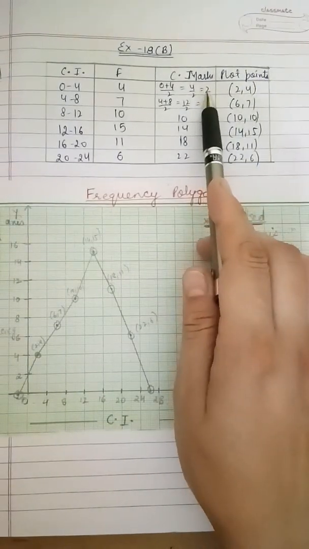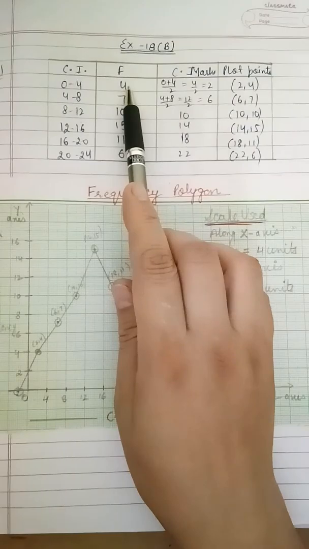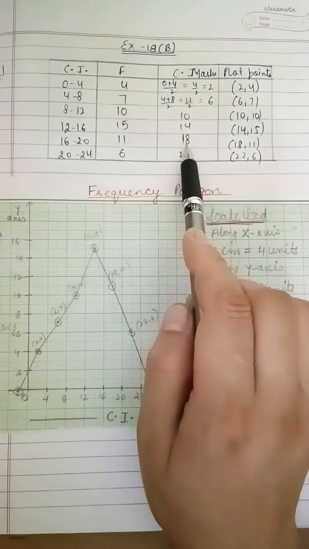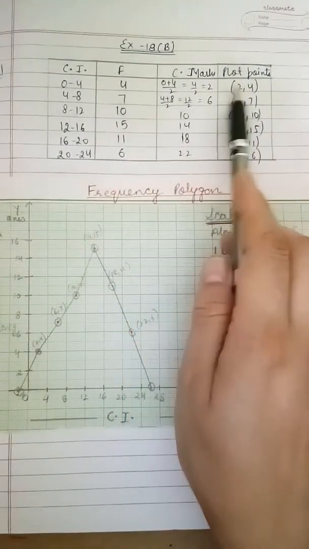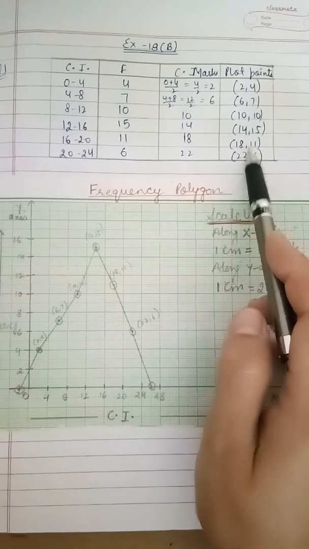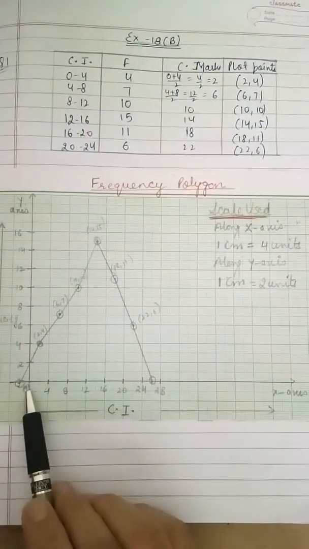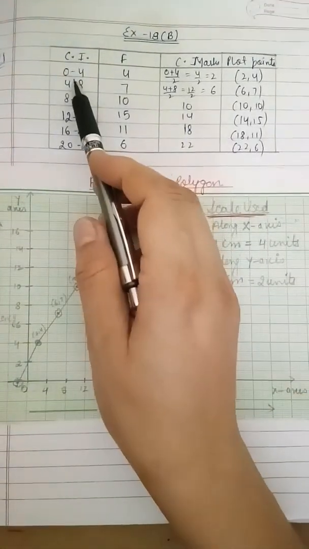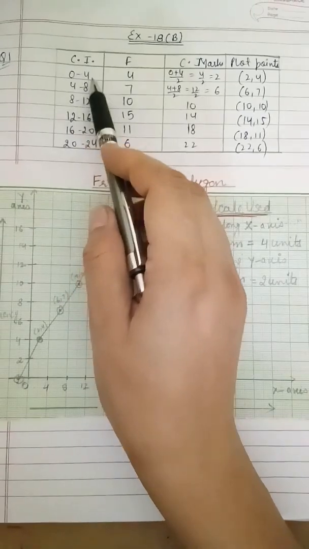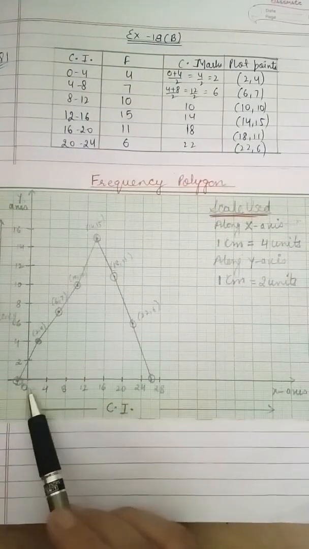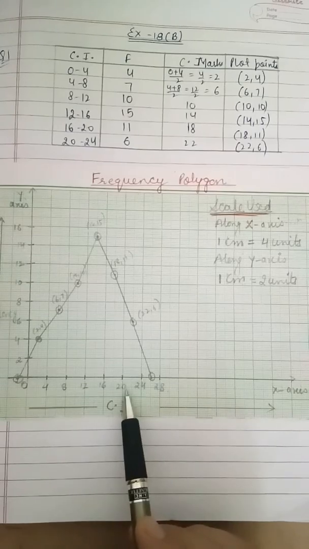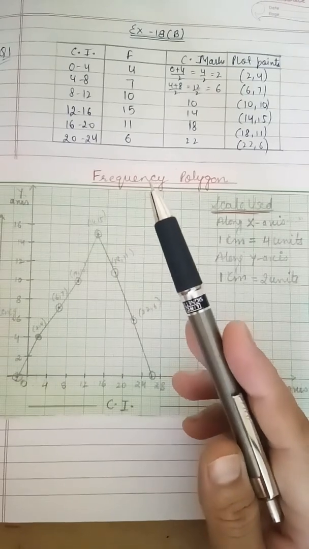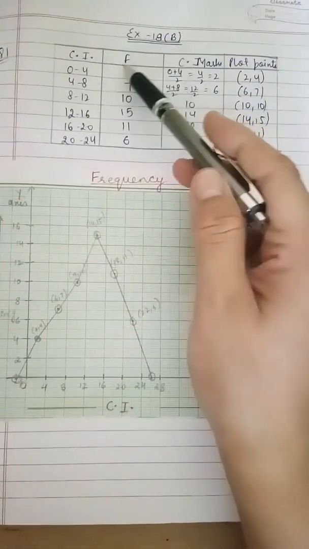How to plot? First of all we will write the class mark, then the frequency: 2, 4; 6, 7; 10, 10; 14, 15; 18, 11; 22, 6. These points we are supposed to plot on the graph paper. Now we will make the graph. Here we will start from 0 and go up to 24 like this. You will write the values along the x-axis: 0, 4, 8, 12, 16, 20, 24, 28 and so on.